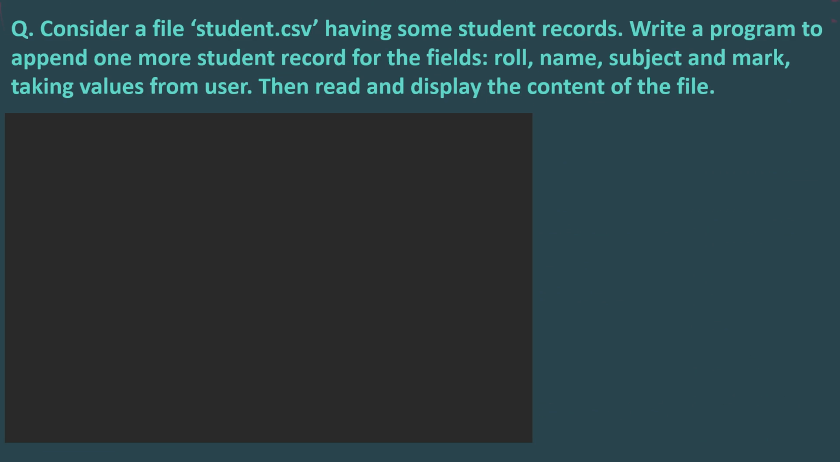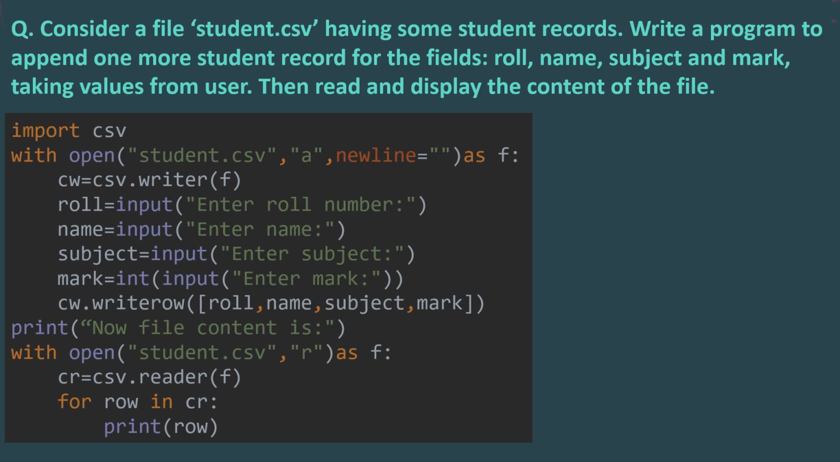Now we'll discuss some of the programs. Now consider a file student.csv having some student records. Write a program to append one more student record for the fields roll, name, subject, and mark, taking values from the user. Then read and display the content of the file. That means the student.csv file is already present, so we have to just add one more record into the file.